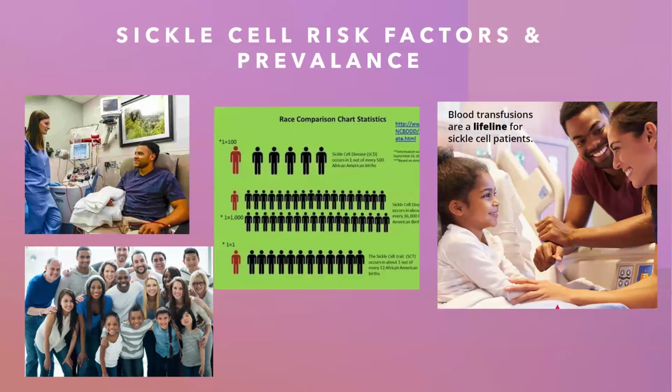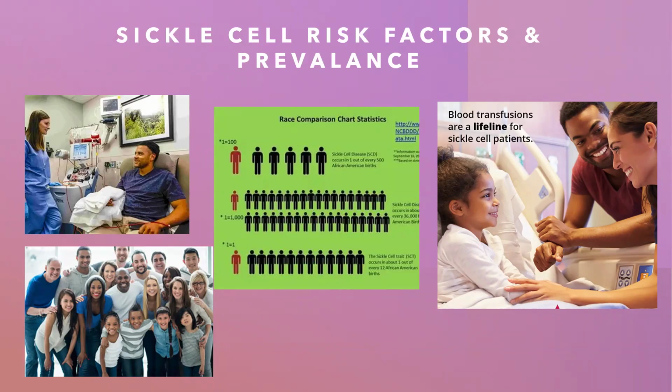Sickle cell prevalence, like 1 in 100. It's basically a race comparison chart. You're going to have a higher number of people, of course, of African American descent. 1 out of every 500 African Americans will have the trait, or may have the actual sickle cell disease. That's quite a few. And then 1 in 1,000 sickle cell occurs in about every 36,000. It looks like I can barely read that. It looks like it's been cut off, but it's quite a few.